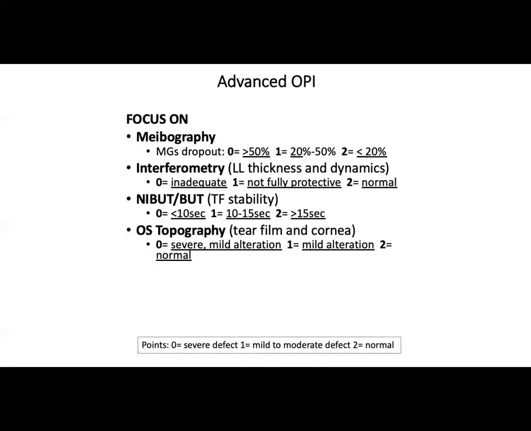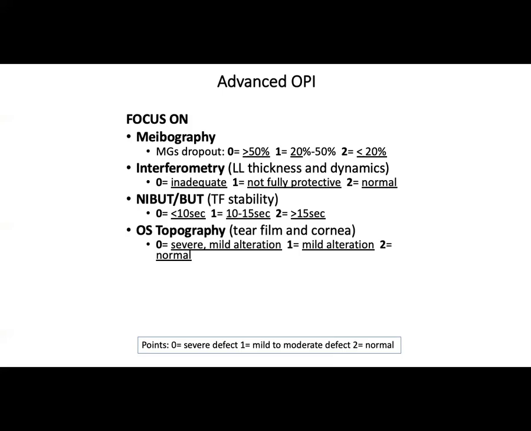The Advanced Ocular Protection Index considers meibography, interferometry, non-invasive breakup time, and ocular surface topography. 0, 1, or 2 points are assigned according to our examination as before. Meibomian gland dropout may be more than 50%, between 20 and 50%, or less than 20%. Lipid layer examination by interferometry may be inadequate, not fully protective, or normal.